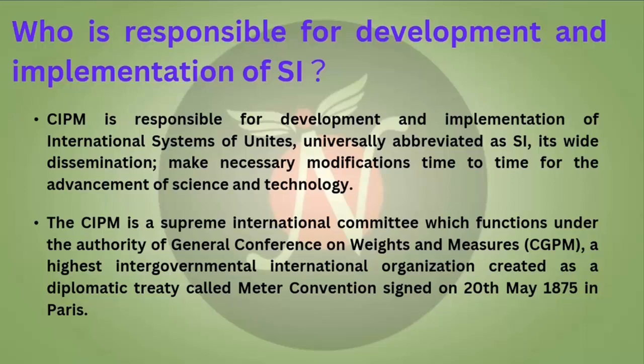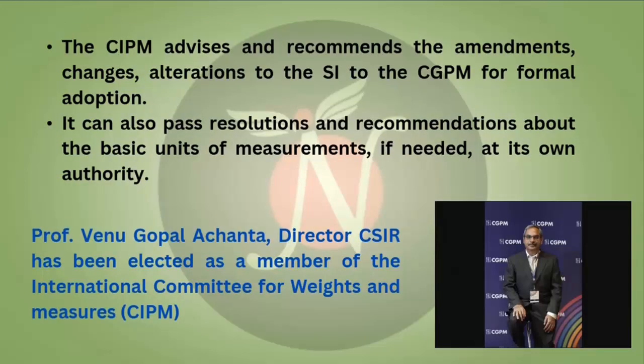The CIPM is a supreme international committee which functions under the authority of the General Conference on Weights and Measures, that is CGPM, the highest intergovernmental international organization, created as a diplomatic treaty called the Meter Convention, signed on 20th May 1875 in Paris. The CIPM advises and recommends amendments, changes and alterations to the SI to the CGPM for formal adoption, and it can also pass resolutions and recommendations about the basic units of measurement if needed at its own authority.